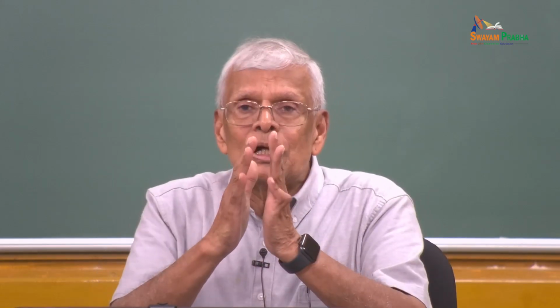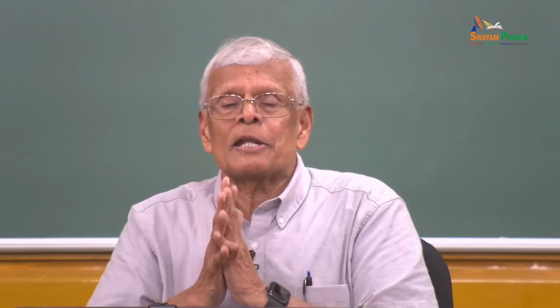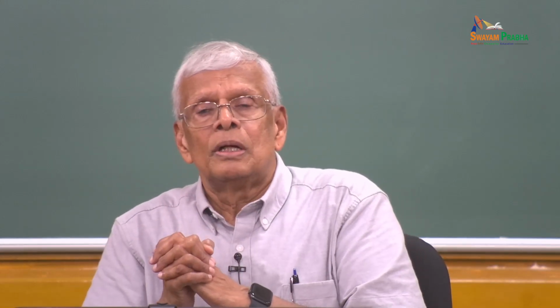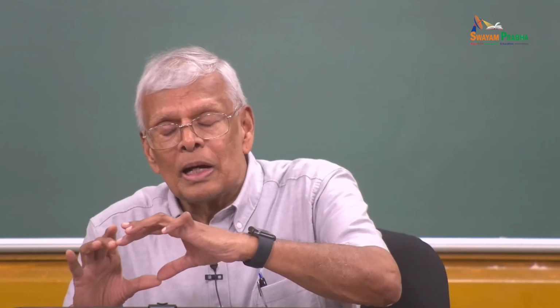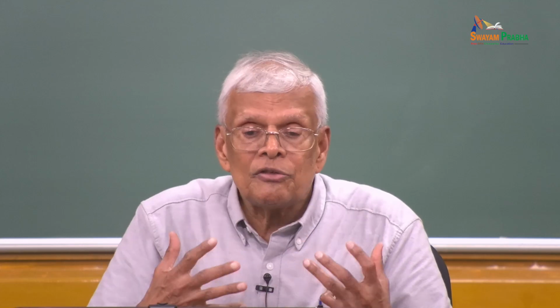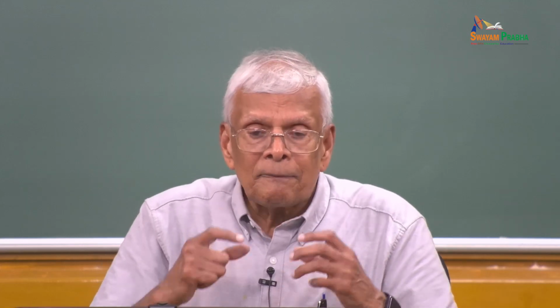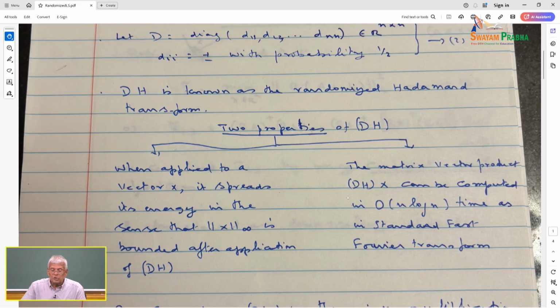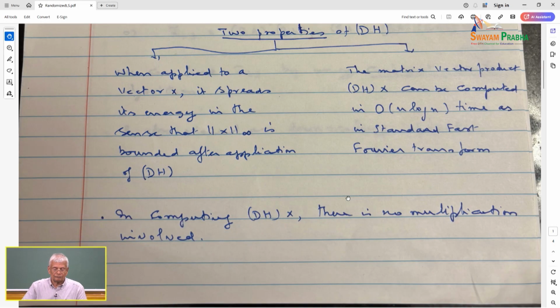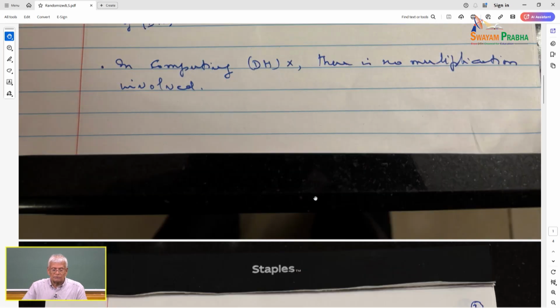So, by applying the Hadamard transform, I am trying to equalize the energy. I am also going to benefit in terms of the computational advantage of reducing n squared to n log n. So, it is a win-win situation. By applying the Hadamard transform, we are going to gain in two directions, as we just talked about. Also remember, again I want to emphasize, in computing DH there is no multiplication involved.